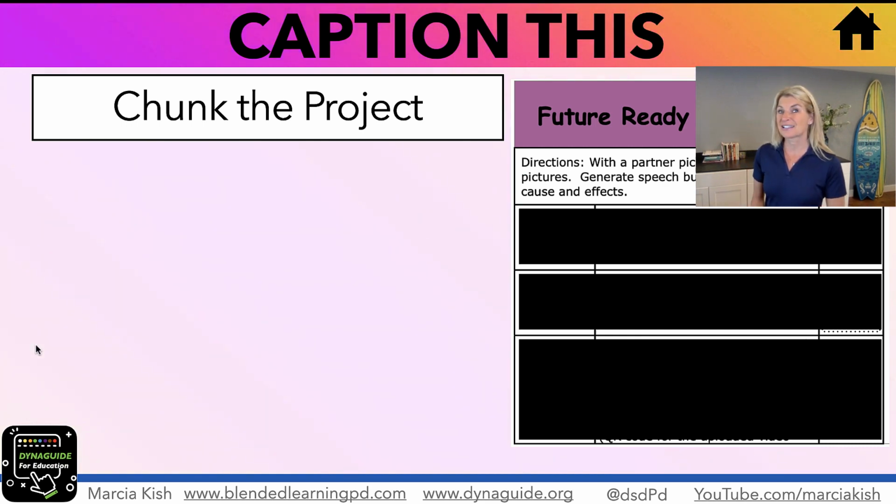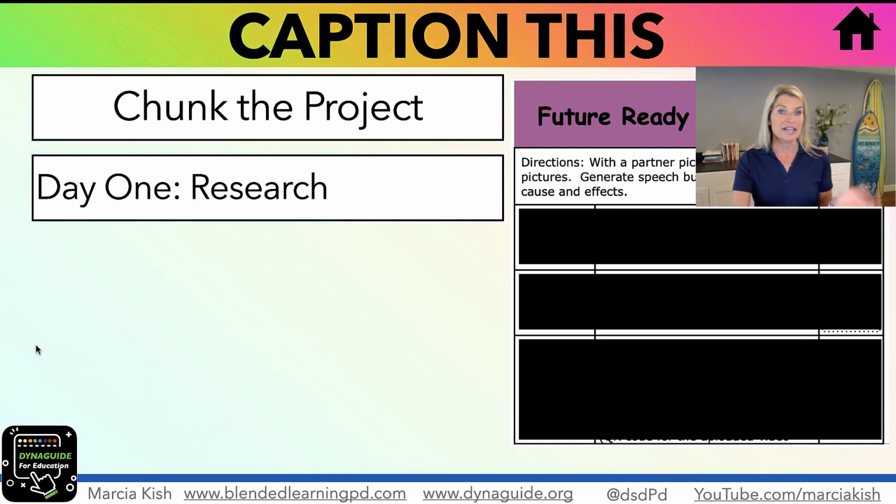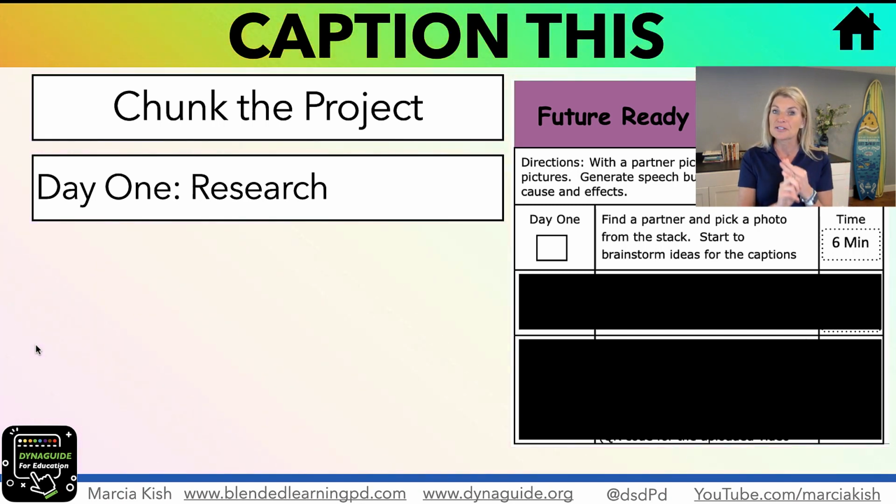Now let's look at it from the lens of the students. So inside of their checklist, there will be a directions section that says Feature Ready, Caption This. And when you do that, you're going to have day 1 where they're going to be doing research. I love this idea because not only does it give me what day to do it on, it gives me a checkbox, and also tells me how much time. I need to set my timer for 6 minutes. So it gives me quick, simple directions.